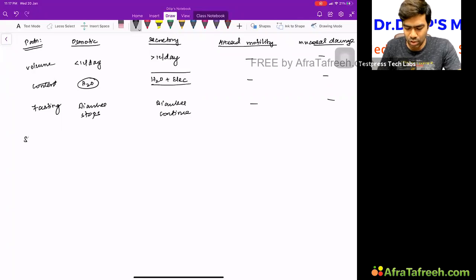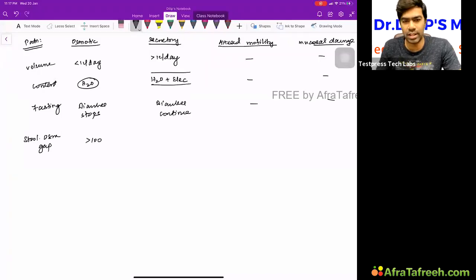And there is something called a stool osmolar gap, which you calculate by a different formula, which I'll tell you later on how to calculate. But in general, in osmotic diarrhea, the osmolar gap will be more than 100, whereas in secretory diarrhea, the osmolar gap will be less than 50. And it's quite expected as well. And again, there's no point in telling all these things here.